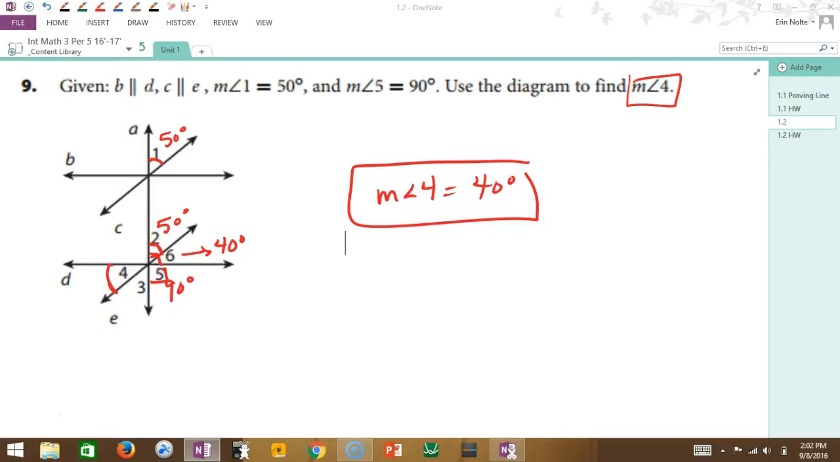Okay, so you know that these two have to equal 90, so 50 plus 40 is equal to 90. So 6 is 40, and then you can say that 6 and 4 are vertical angles, and so therefore congruent, so that it would equal 40.